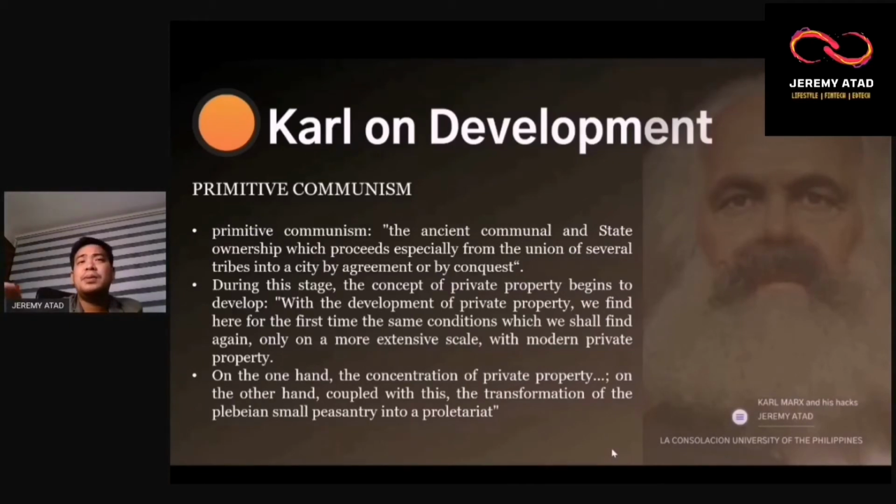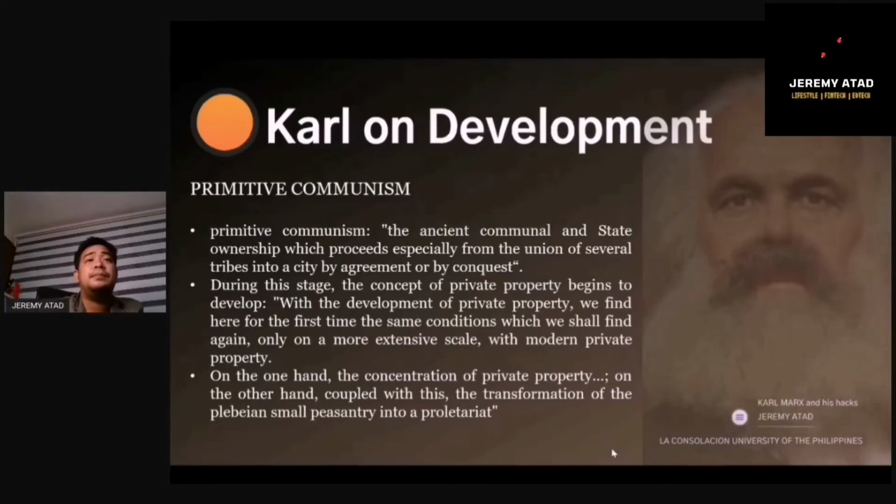With the development of private property, we find here for the first time the same conditions which we shall find again, only on a more extensive scale, with modern private property. On the one hand, the concentration of private property. On the other hand, coupled with this, the transformation of the plebeian small peasantry into a proletariat. So from tribal, it became primitive communism.